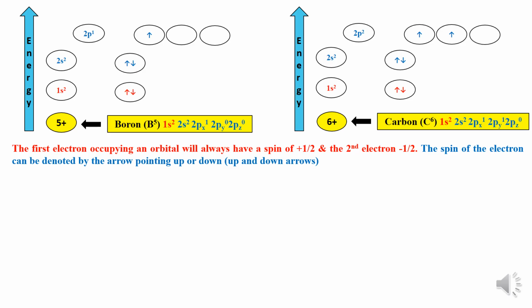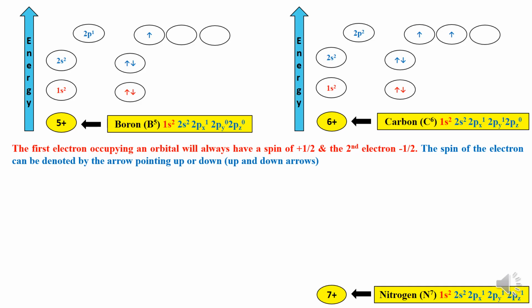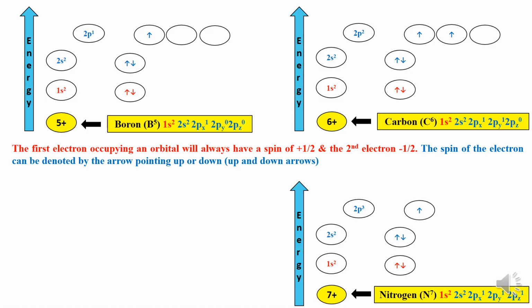So here we see that electrons occupy the separate p orbitals before pairing up. So there are only 2 electrons in the p subshell, and the electronic configuration will be 1s2, 2s2, 2px1, 2py1, and the 2pz orbital is vacant or empty. And nitrogen, atomic number 7, will have 7 electrons: 1s2, 2s2, 2p3.